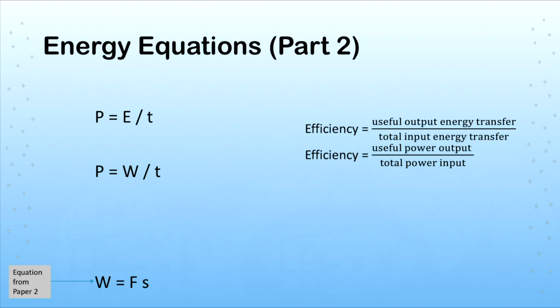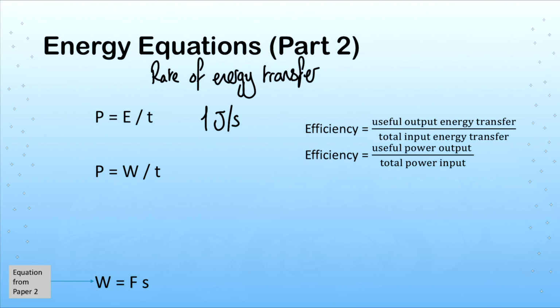For the second part of energy, we have some equations which link us to power and efficiency, and these are really nice and simple. So for the first power equation, we have a definition of power. Power is the rate of energy transfer. That's what power is. And in the definition, we can give an equation. So power is energy divided by time, which gives us, if you like, joules per second.